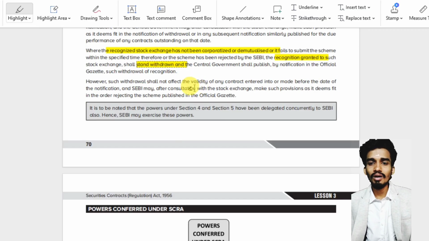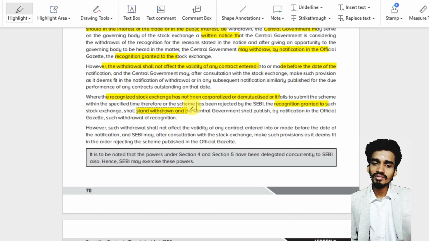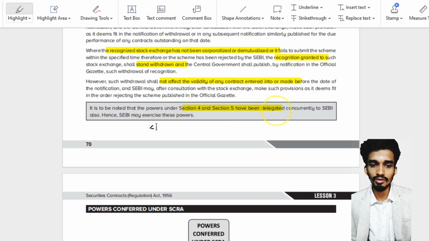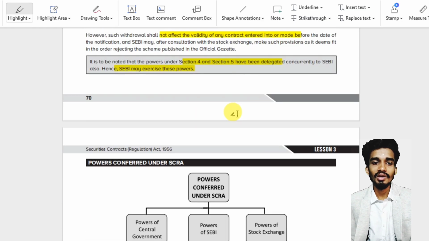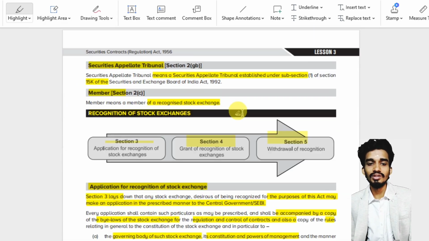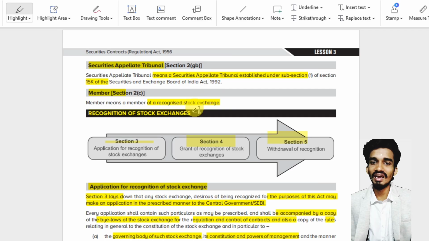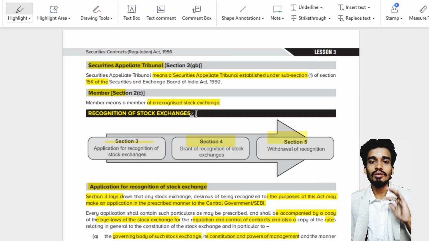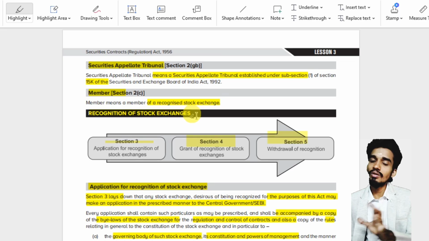Even here, it states that the validity of the contract will not be affected by withdrawing the recognition. So all the powers are given to the SEBI. The SEBI will take care of all these things. This is the main important section. So that is your recognition of stock exchange in Section 3, 4 and 5. Section 3 is your application, 4 is your grant, 5 is your withdrawal.